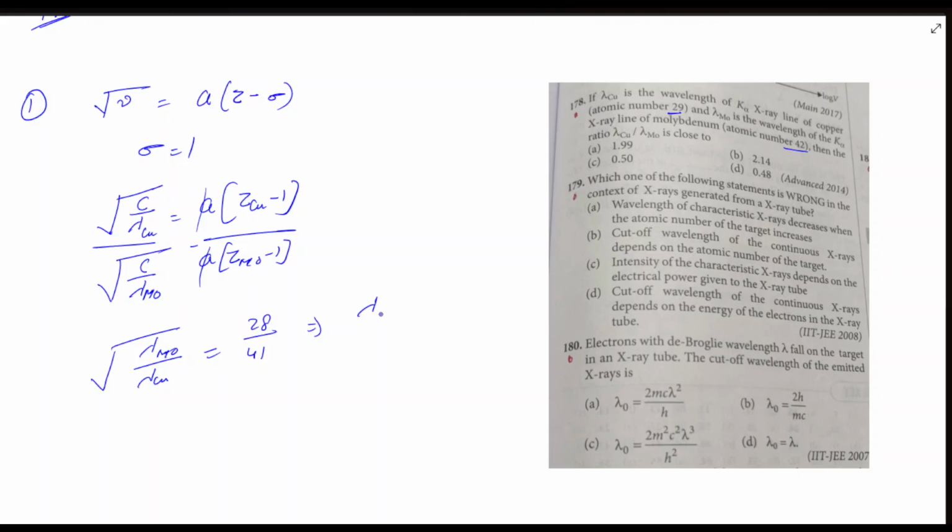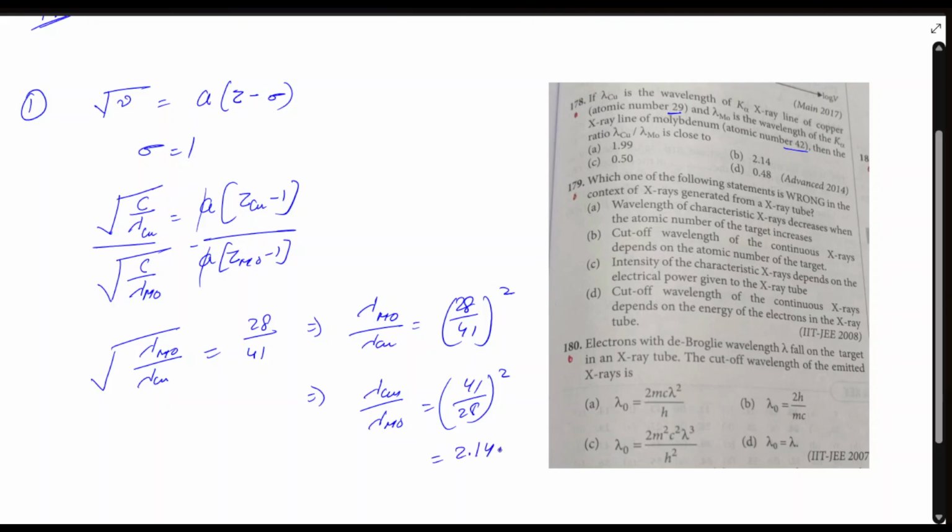If you take the square of this, lambda Mo upon lambda of copper will be 28 upon 41 whole squared. We need to interchange it, so lambda of copper upon lambda of Mo will be 41 upon 28 to the whole square. If I use the calculator really fast, it should be near 2. Let's check: 41 into 41 divided by 28 and 28. The exact answer is 2.144. Yes, so B will be the option. Quite an easy question it is.